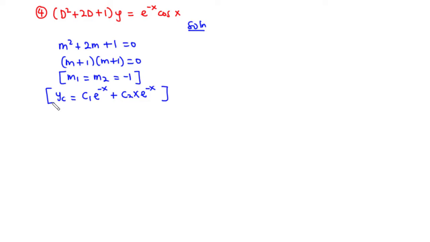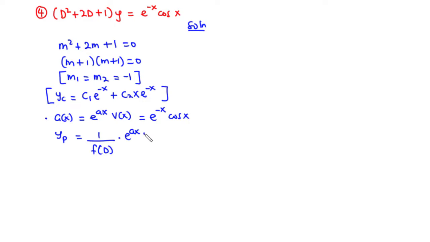Now let's try to find the particular integral. With the particular integral, this time we have the product of two functions. We have g of x equal to e to the power ax times any other function, let's call that v of x. So that is, you have e to the power negative x times cos x. So long as you have the product of functions in this form, that is e to the power ax times v of x, then we have the particular solution yp equals 1 over f of D, so 1 over f of D times e to the power ax v of x.